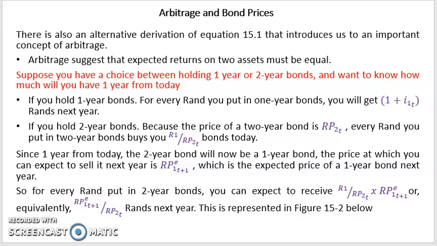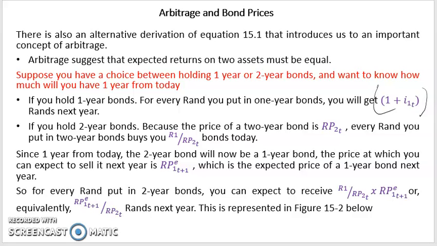Suppose you hold a 1-year bond. For every Rand you put into your bond, you will get paid 1 plus the interest rate Rands next year. This relation is represented in the figure that we're going to explore just shortly.